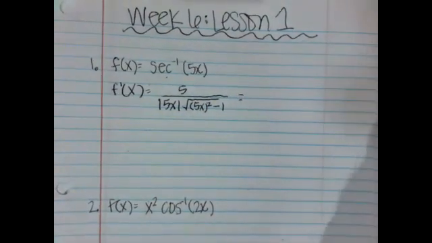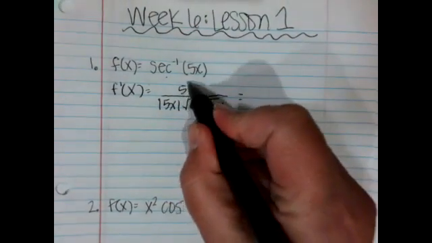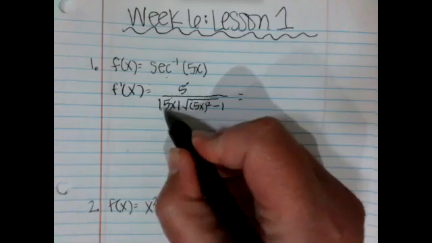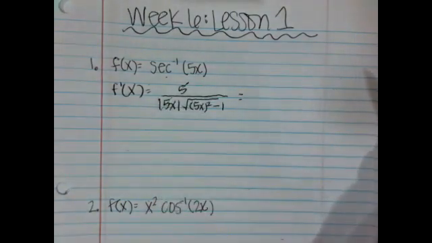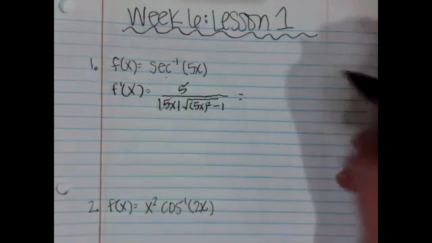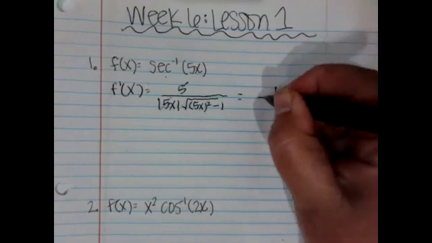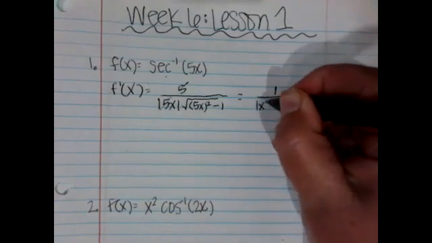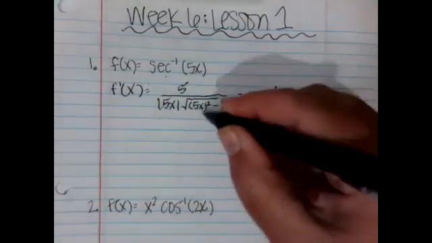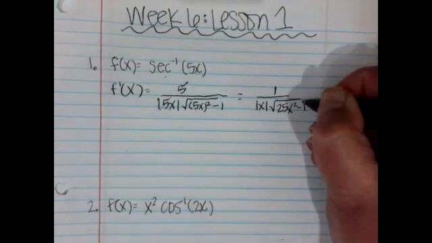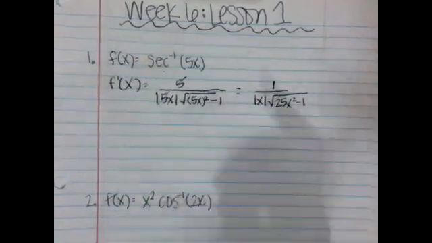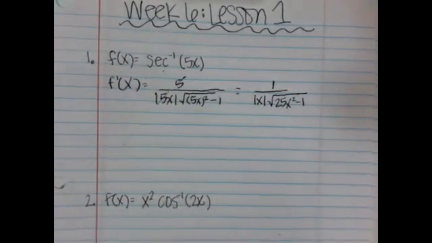But of course, we could simplify this a little bit if we want. That 5 is going to cancel with that 5 because the absolute value of 5 is just 5. So those would cancel there. I'm still going to leave the absolute value on the x. And so this would now be 1 over, and then the absolute value of x. And then if I want to, I can actually square that and make it 25x squared minus 1. However, either answer would be correct. And so it doesn't really matter.